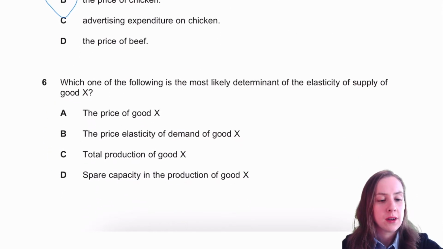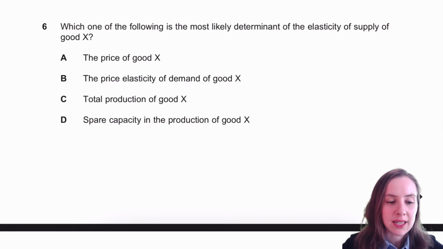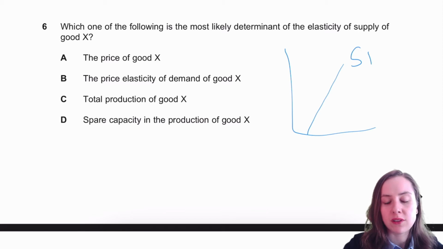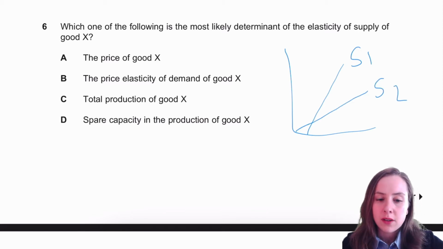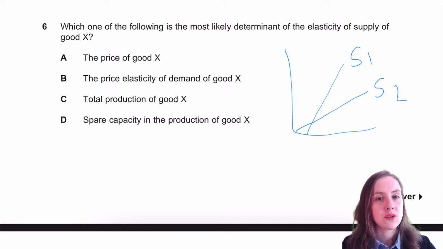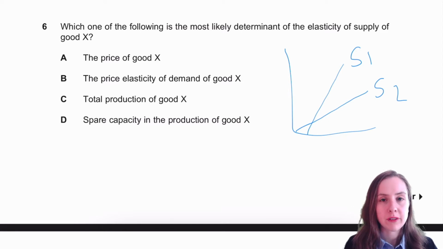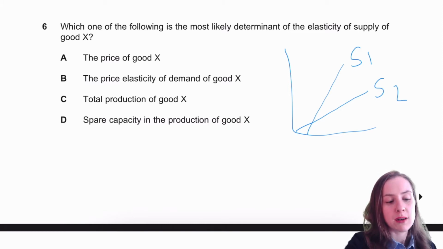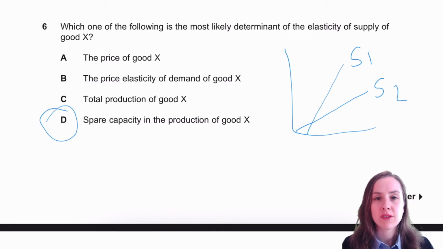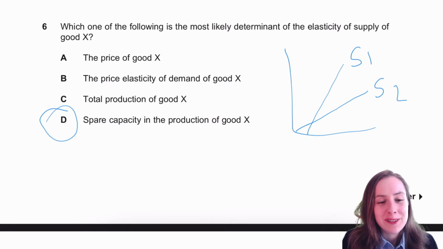that as the answer. Determinant of the PES. So I'm looking for things that affect the gradient, for example S1 turning into S2. So I'm looking for things like how easy it is to store the good, how fast you can train people, how expensive it is to train people, or spare capacity. If you already have the infrastructure available in your company and you're just waiting for a reason to supply, then you're ready to supply, and you can supply very easily if there's a change in the price, so your PES would be more elastic.